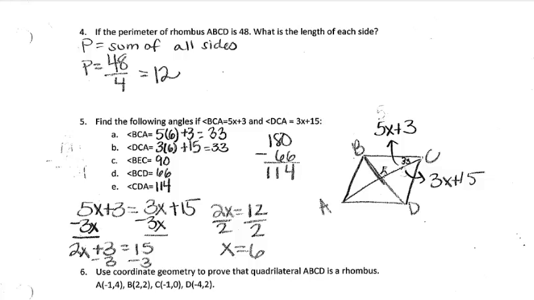BEC is this angle here formed by the diagonals. They're always perpendicular, so it's 90 degrees. BCD is this whole angle, so 33 and 33 make 66. And if BCD is 66, CDA is a consecutive angle. It's this whole angle at D. So 66 and what make 180? I did the math over here and got 114. Double check that.